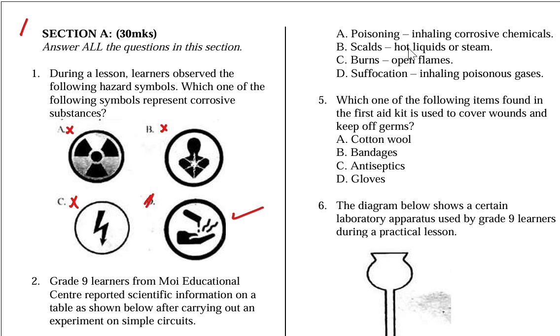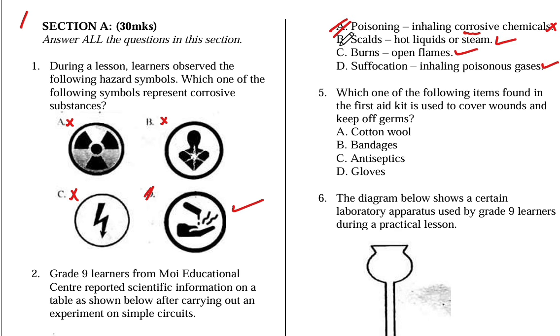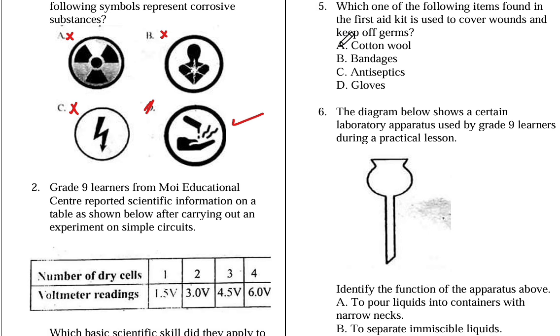Start with, it is true, scalds is caused by hot liquid or steam. Even burns is caused by open flames, and even suffocation is caused by inhaling poisonous gases. What about A? A is saying that poisoning is caused by inhaling corrosive substances. That one is not true. So poisoning is caused by ingesting toxic chemicals, not inhaling corrosive chemicals, and therefore the correct option is A.